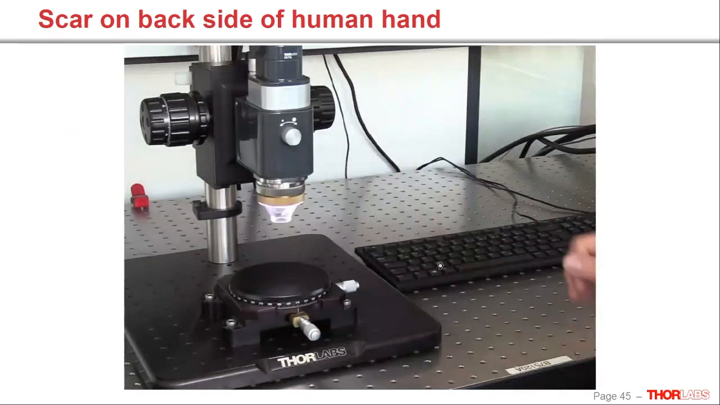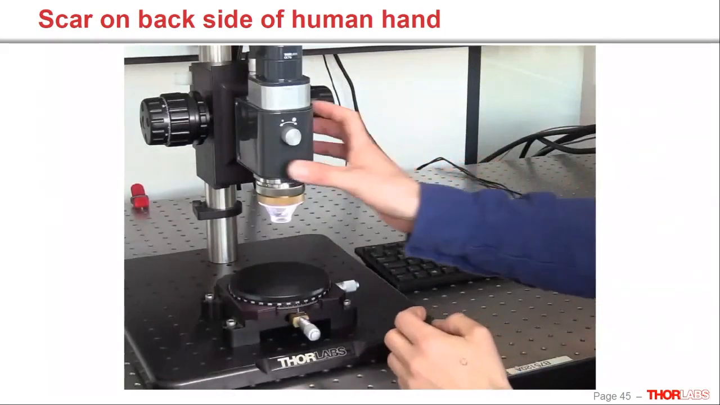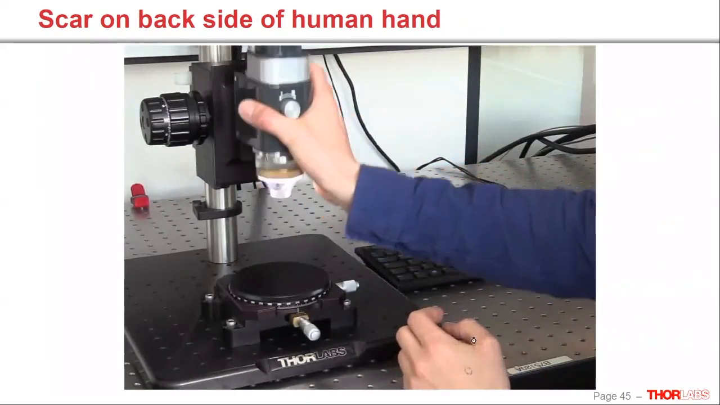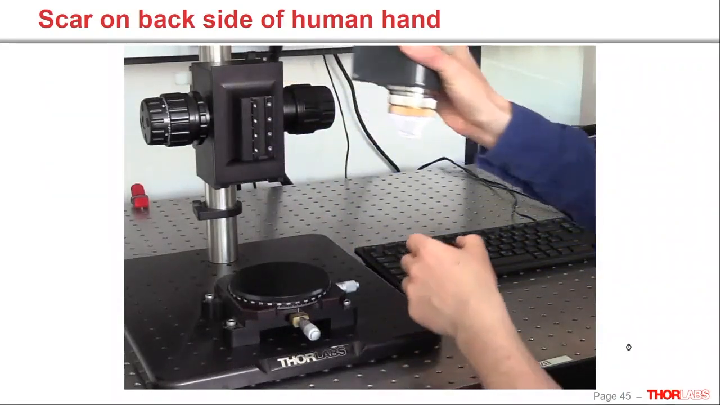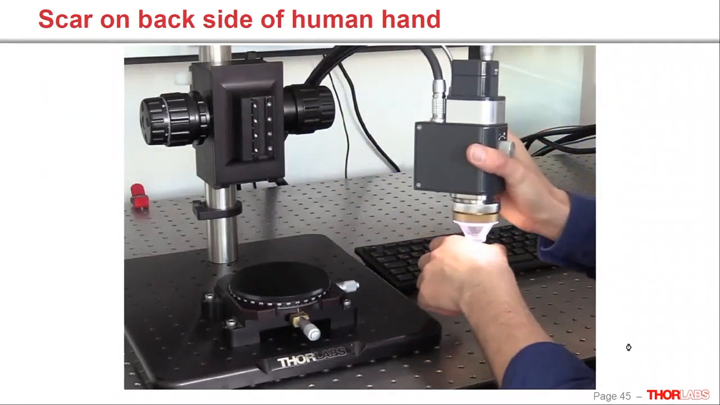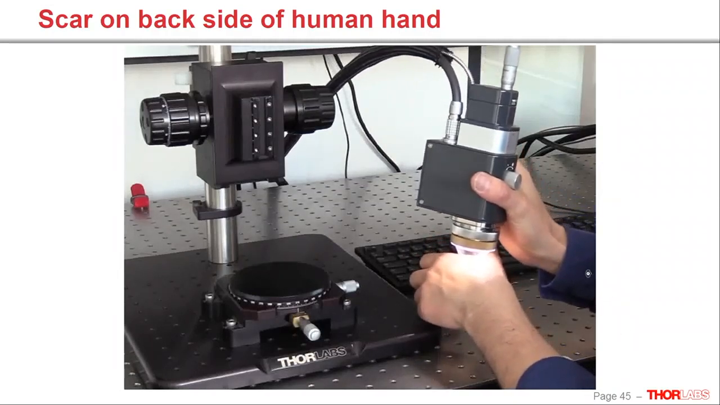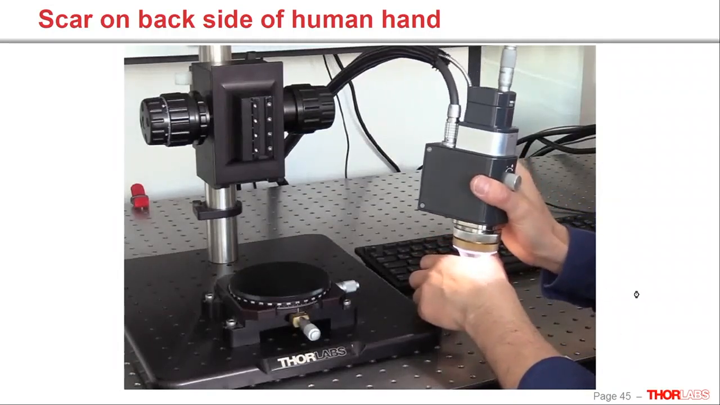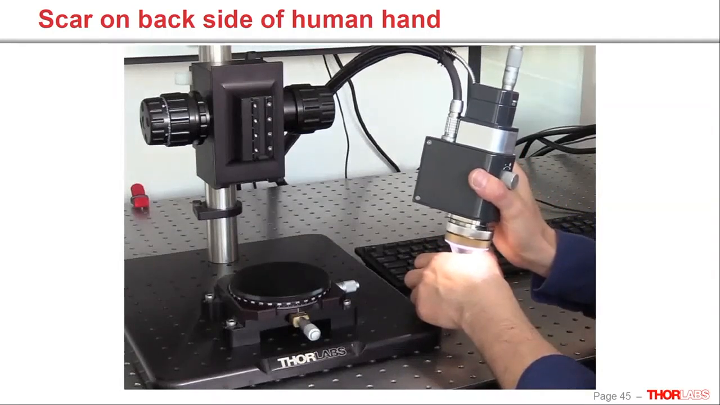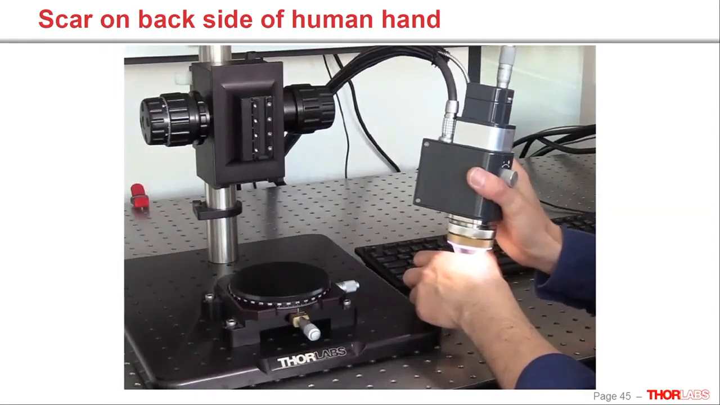And one that is easily available is, for example, my hand. So I have a small scar here on the back side of my hand, and I marked it so I can find it in our scanner again. And I used the scanner here to put it on my hand and find that spot and move it into focus.